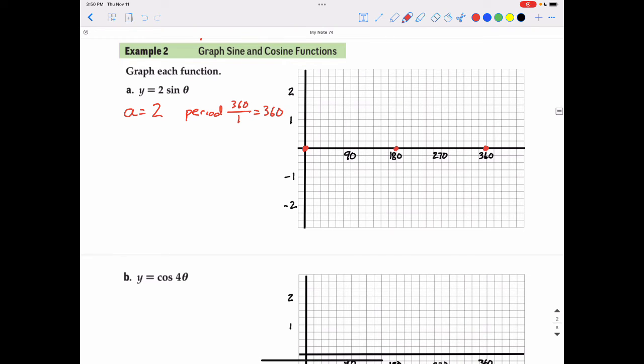Halfway between 0 and 180, that's when it reaches its highest point. So we go over to 90, which is halfway between 0 and 180. And since the amplitude is 2, its highest point is 2. And then halfway between 180 and 360 is 270. That's when it reaches its lowest point, and that would be at negative 2.